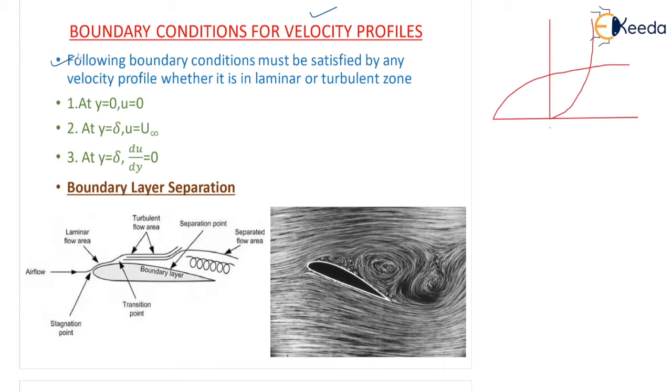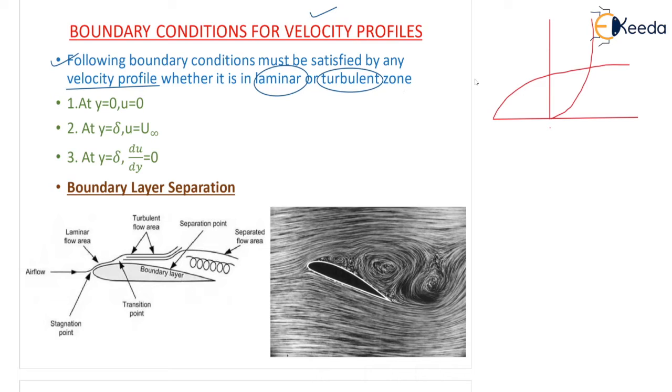The following boundary conditions must be satisfied by any velocity profile, whether it is in the laminar or turbulent zone. Correct? So for the velocity profile, whether it is in the laminar or turbulent zone, these boundary conditions must be satisfied.